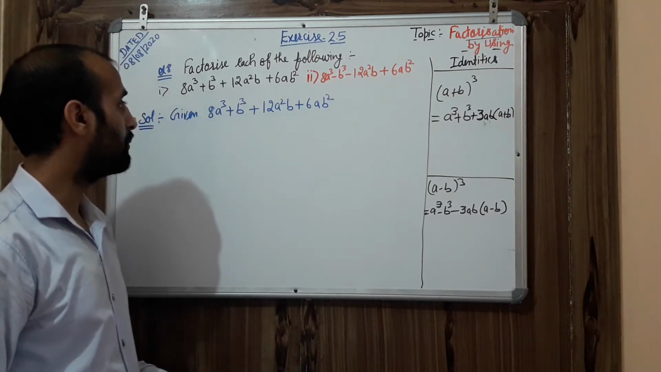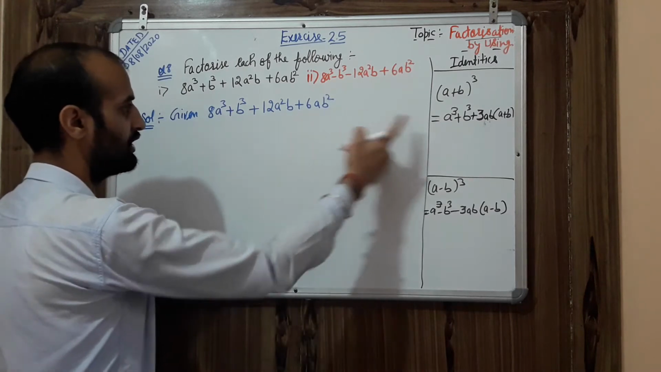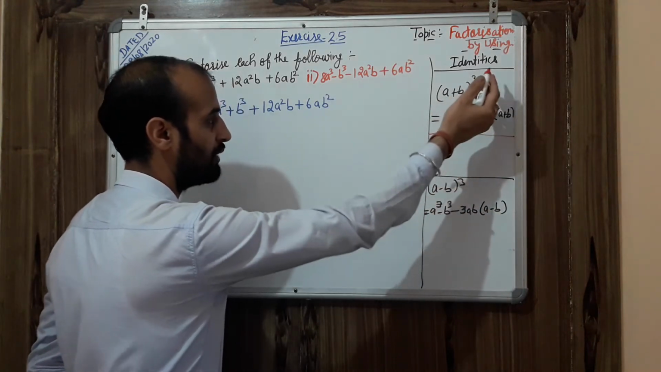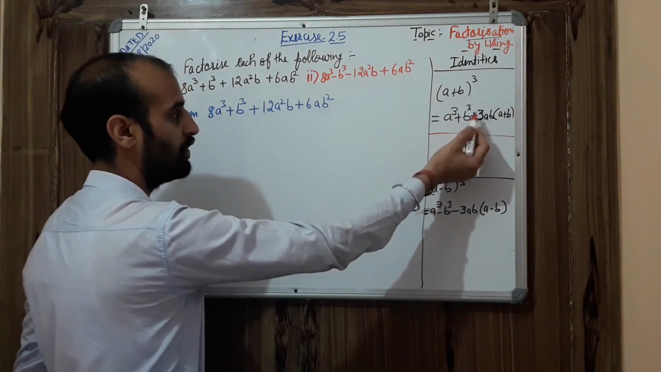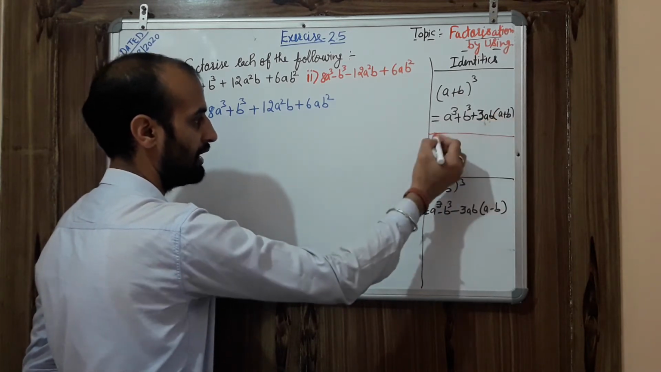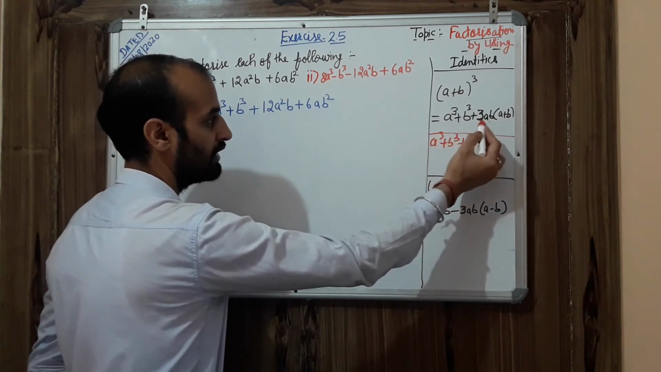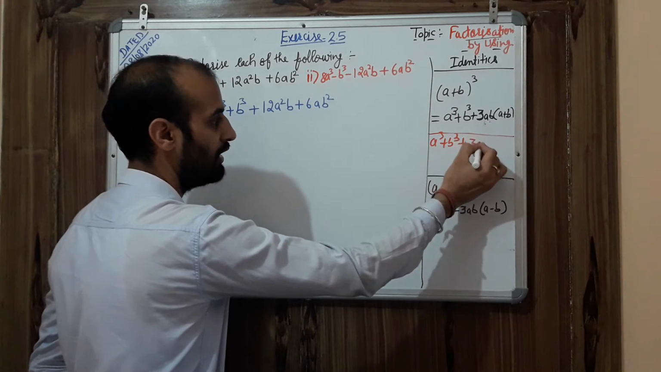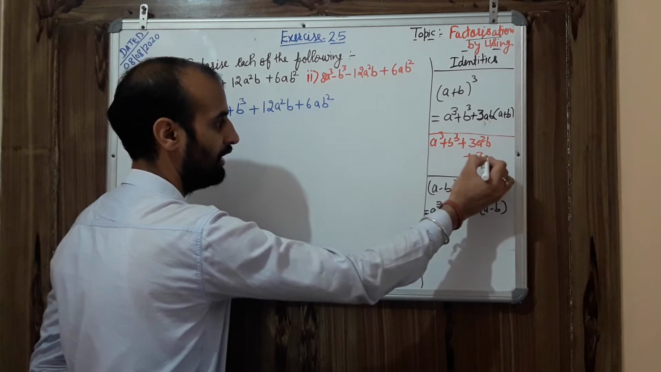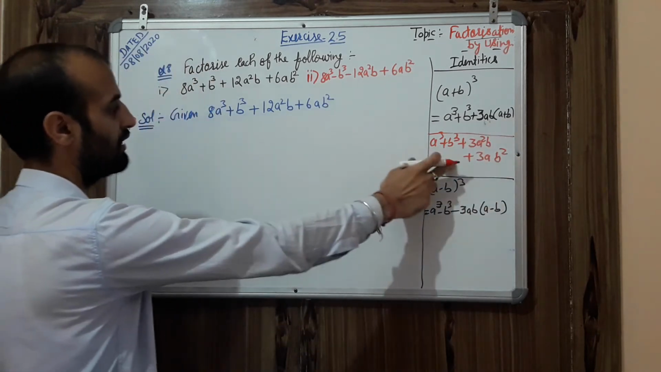So here the power is 3 and all signs are positive. That means it looks like this one. Even if you expand this identity, (a plus b) whole cube equals a cube plus b cube plus 3ab into (a plus b). Let's open it. So it becomes a cube plus b cube plus 3, multiplied inside, so it becomes 3a square b, a two times and b one time, and secondly 3ab square, a one time but b two times. So it looks like this one.